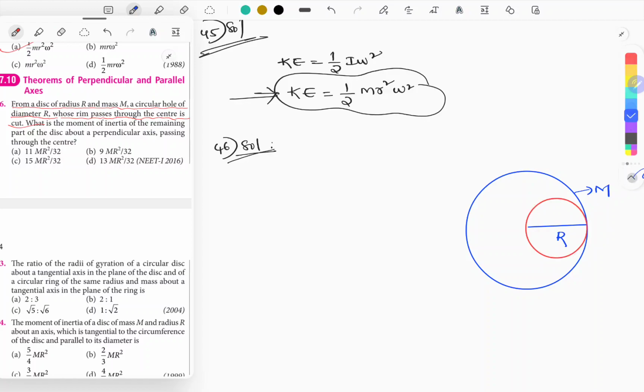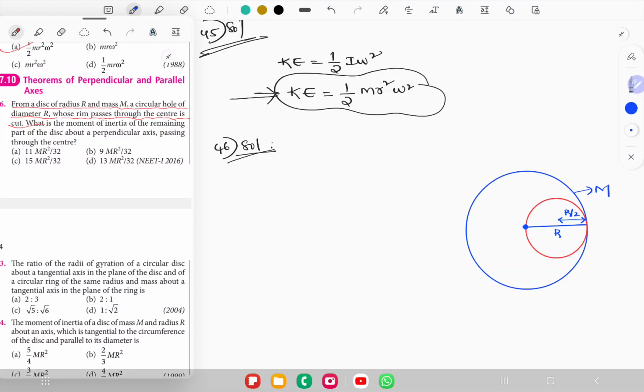Why did you draw this red color circle as shown in the diagram? They said the rim of this hole is passing through the center of the given disk. That is the reason I represented it like that. So the total diameter of the disk which is being removed is R. Then what about the radius? The radius is going to be R by 2. Hope you understood the representation.